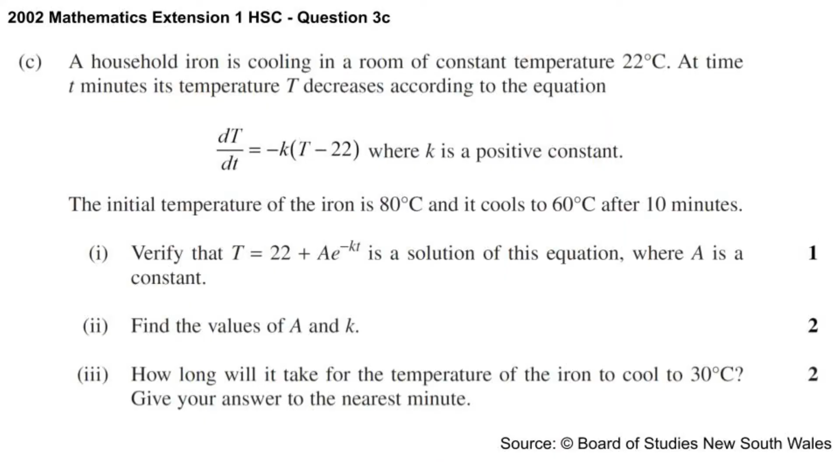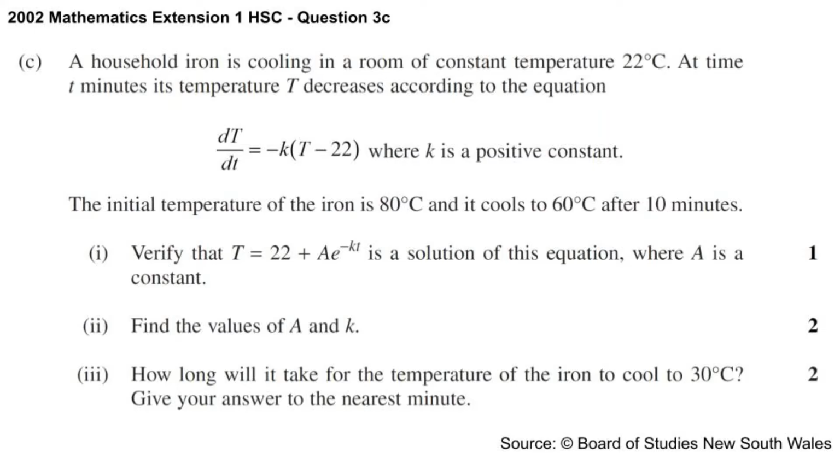Question 3c. A household iron is cooling in a room of constant temperature 22 degrees Celsius. At time t minutes, its temperature T decreases according to the equation dT/dt = -k(T - 22), where k is a positive constant. The initial temperature of the iron is 80 degrees Celsius and it cools to 60 degrees Celsius after 10 minutes.